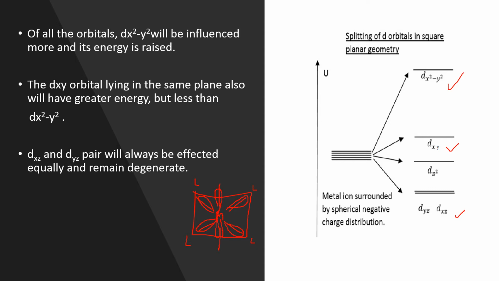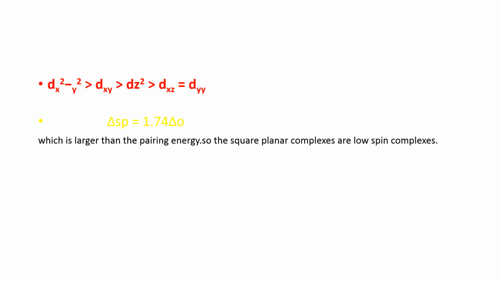Let me summarize this. The dx square minus y square is directly facing the ligands, so it is on the xy axis. It experiences more repulsion and gets destabilized. The other orbital that gets destabilized is dxy, and then the nearer orbital to the ligands is dz square, and the least affected, which remain degenerate, are dyz and dxz. So this is the energy of splitting: dx square minus y square is greater than dxy, dz square, and dxz and dyz are degenerate.